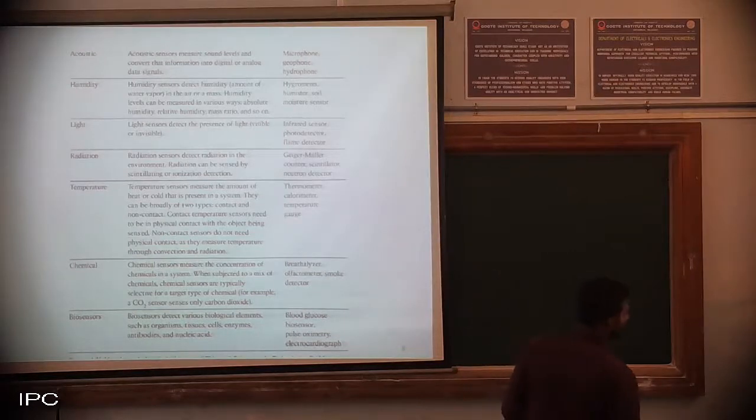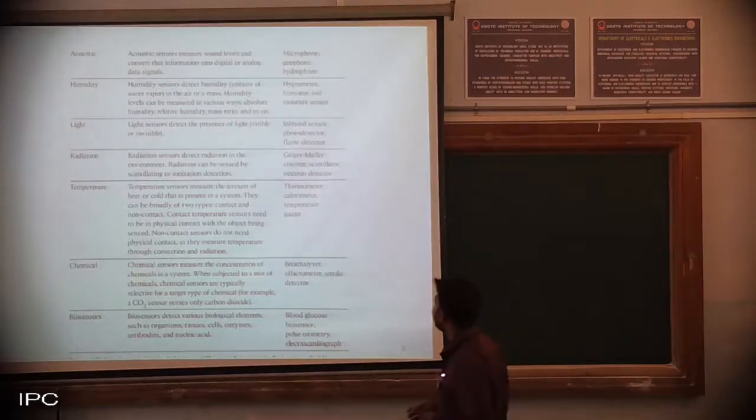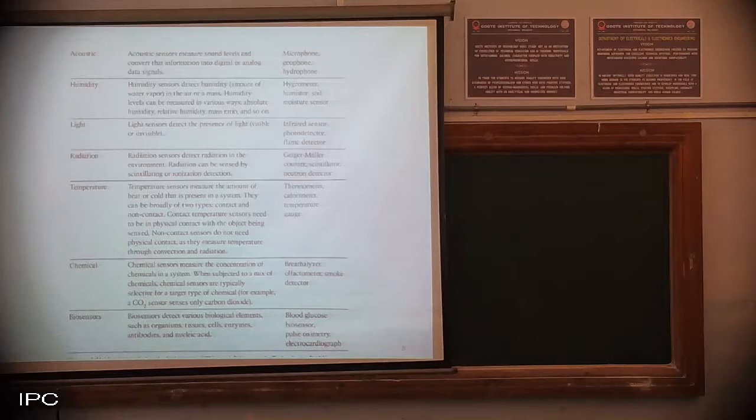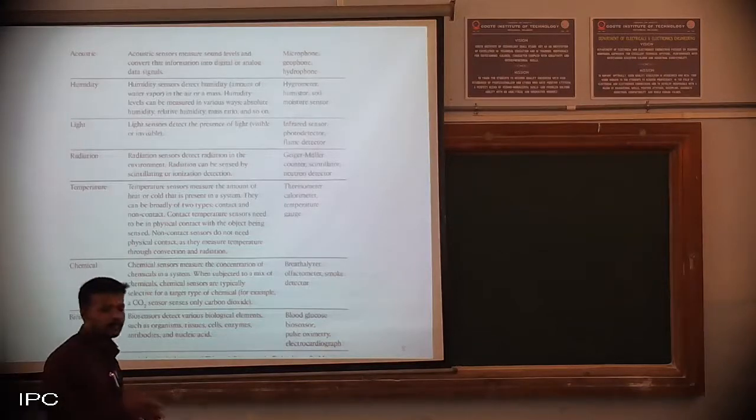Then next is the humidity type. So humidity sensors. Humidity means the percentage of water molecules in the environment. For humidity, we can go for the hygrometer, humistor, or soil moisture measurement. How much moisture is in the soil can be measured by the soil moisture sensor. The hygrometer and humistor can also be used.